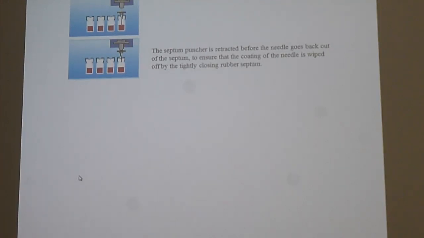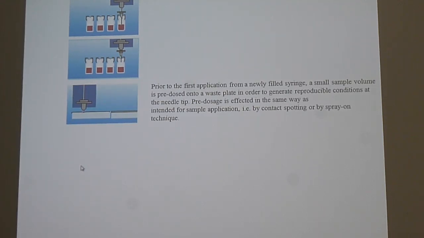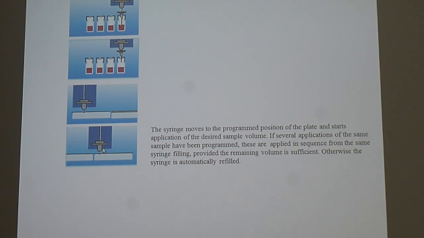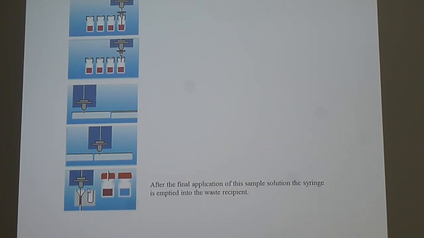The next one is the septum puncture goes back, see, and after that the needle also goes back and starts the application with the beginning on the waste plate for spraying, and then starts to apply on the real spraying part. Then you see what I mentioned. After the final application is the waste position. It goes into the waste bottle.